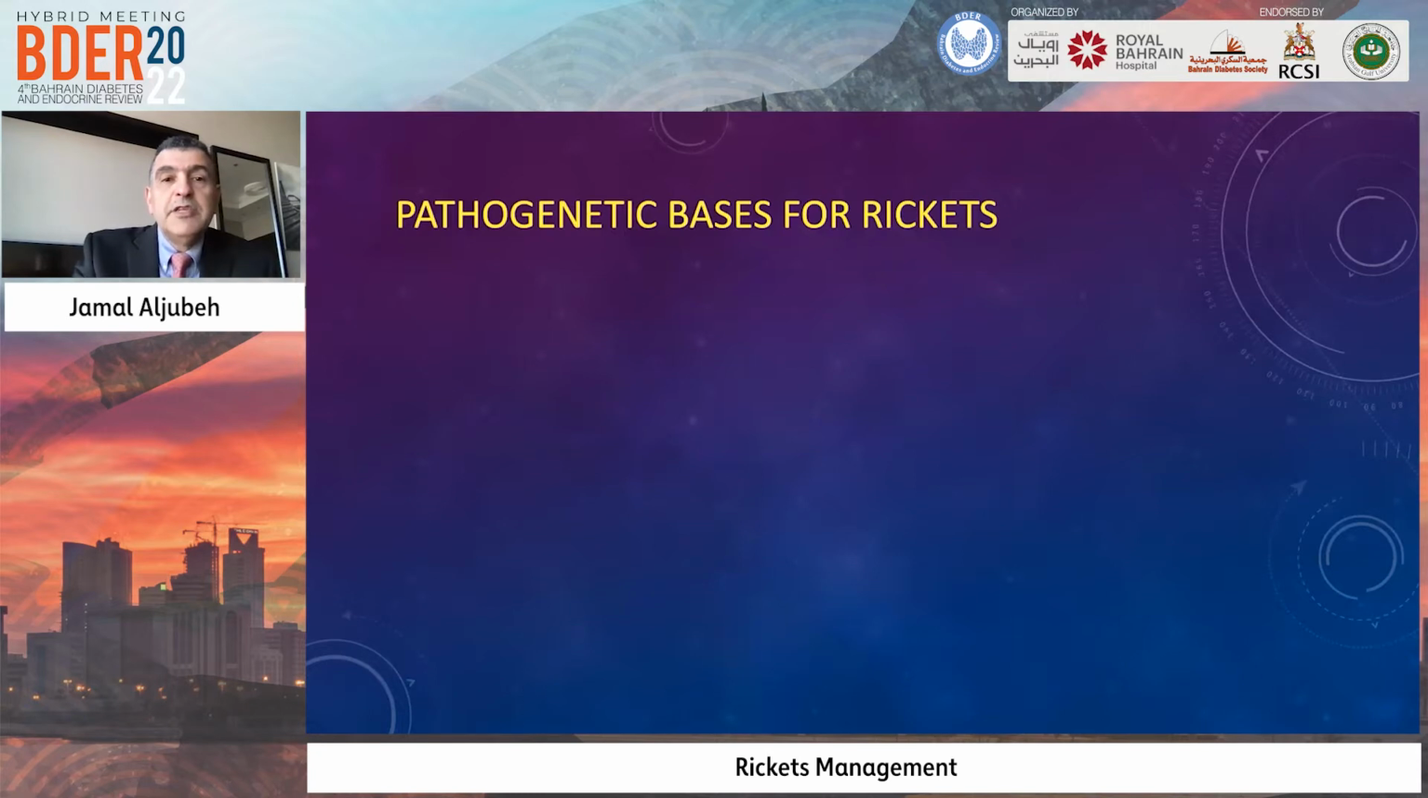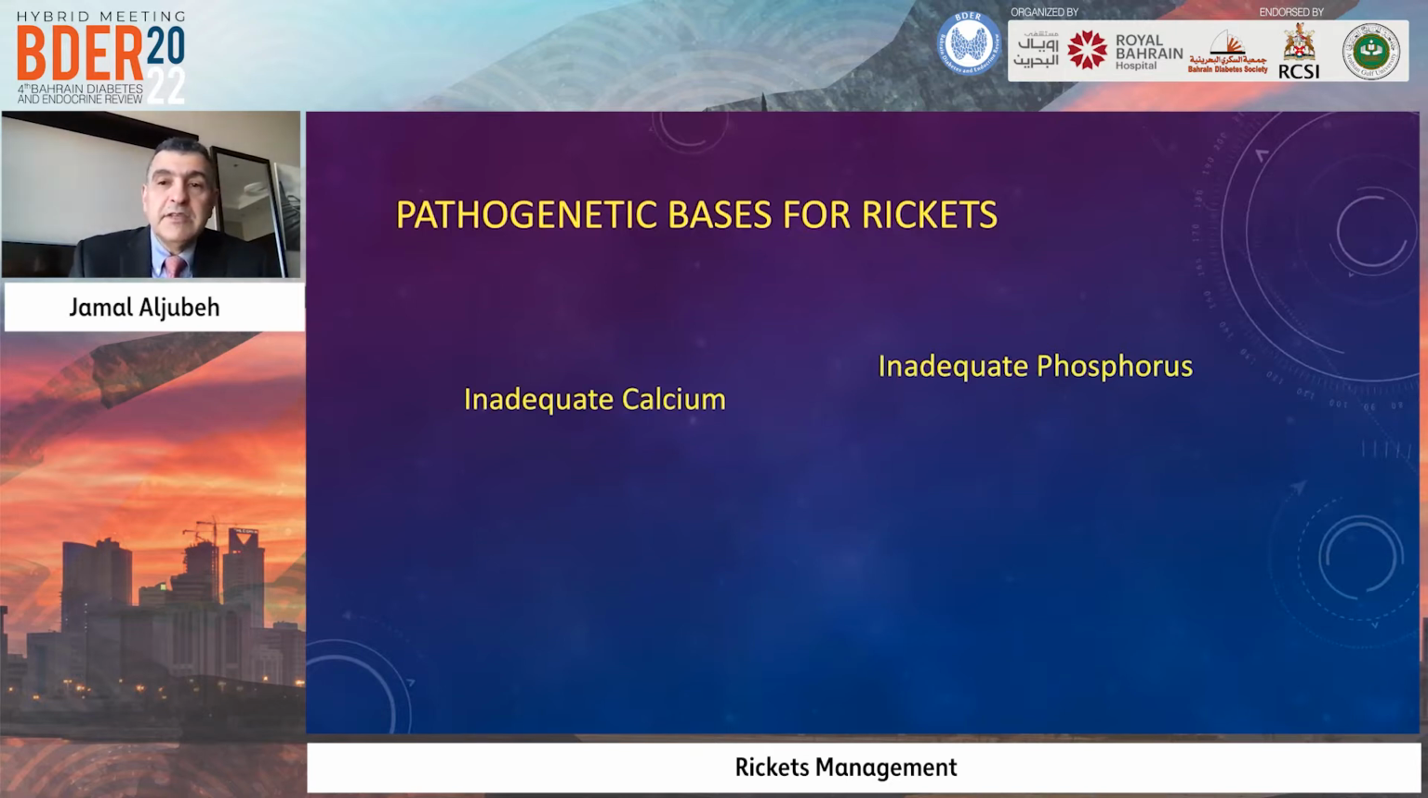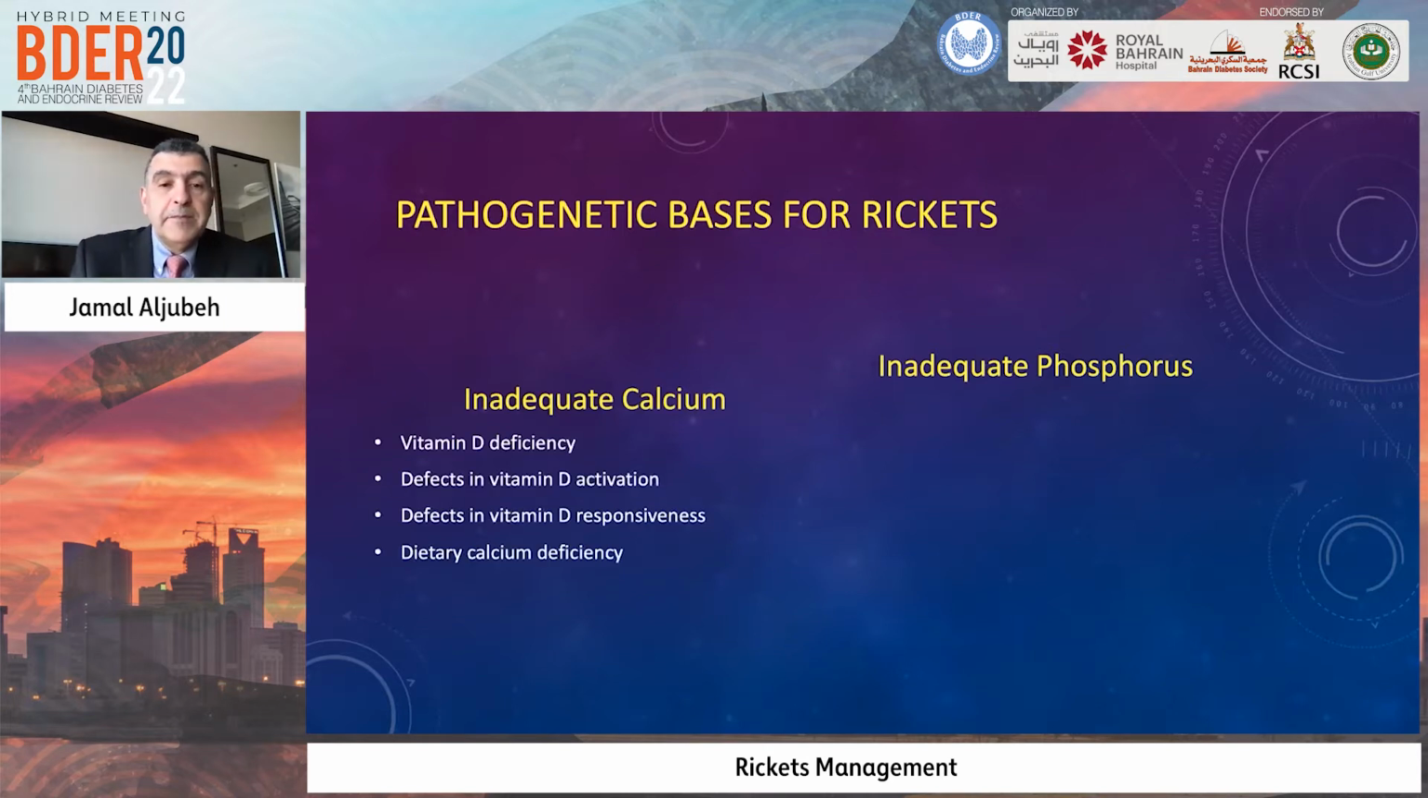So pathogenic basis for rickets can be either inadequate calcium or calcipenic, or inadequate phosphorus or phosphopenic. And notice that I didn't call this hypocalcemic and hypophosphatemic, because sometimes inadequate calcium can be associated with normal calcium in the blood and not necessarily hypocalcemia.